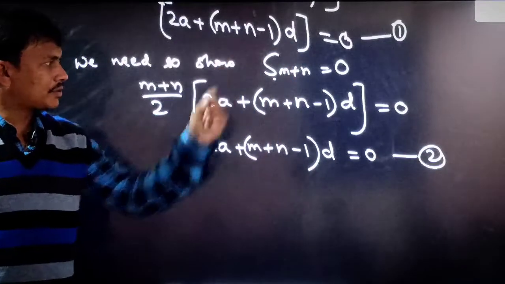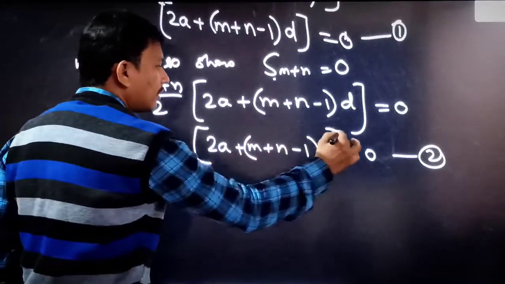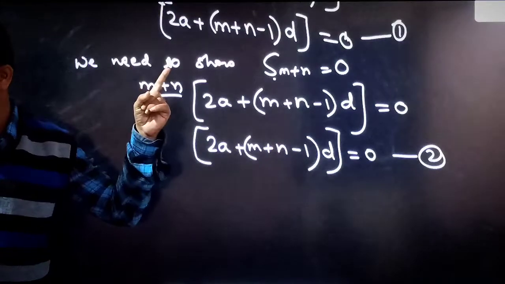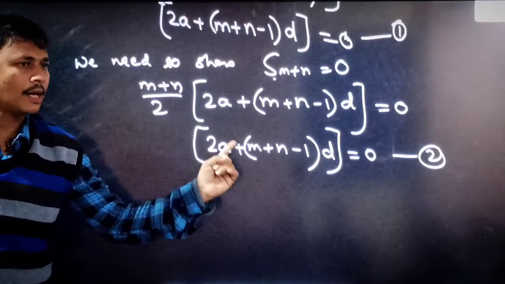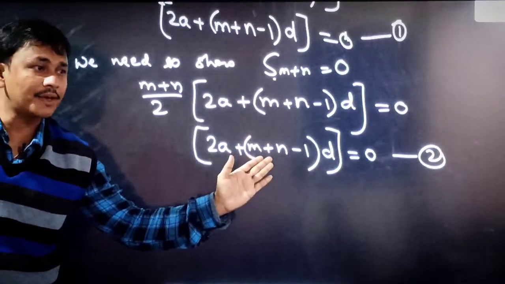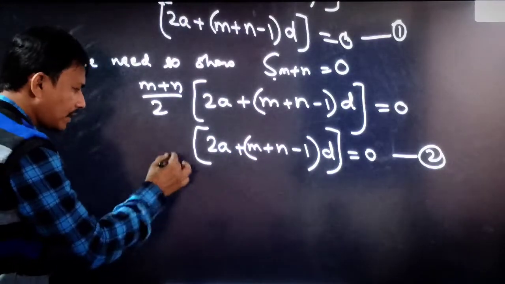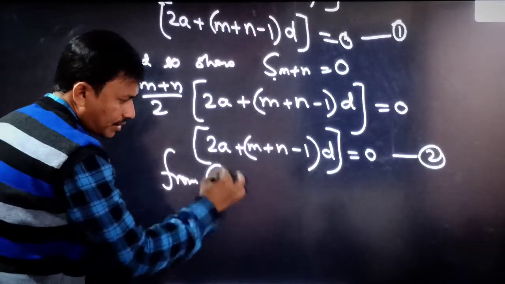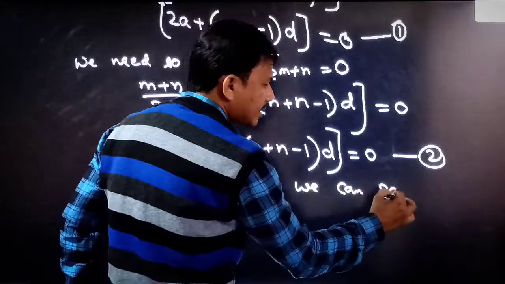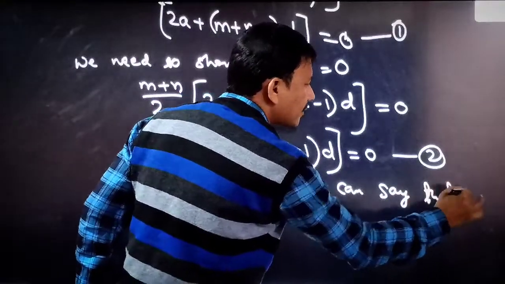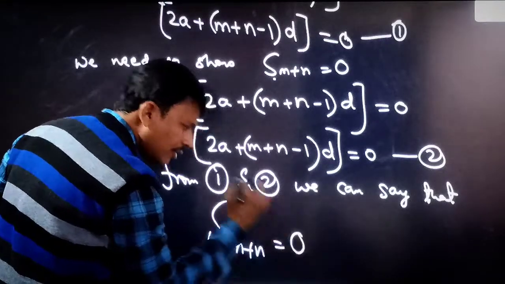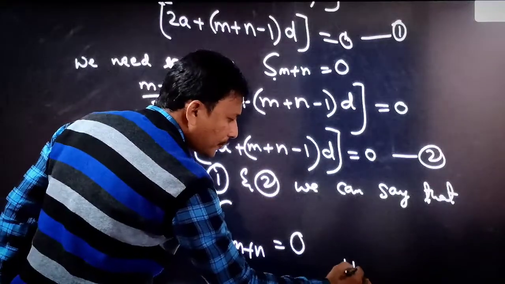From equation number 1 and 2, check it out. What is equation number 1? 2a plus m plus n minus 1 into d is equal to 0. Then 2a plus m plus n minus 1 into d is equal to 0. That means equation number 1 is equal to equation number 2. From equation number 1 and 2, we can say that S m plus n is equal to 0. Hence proved.